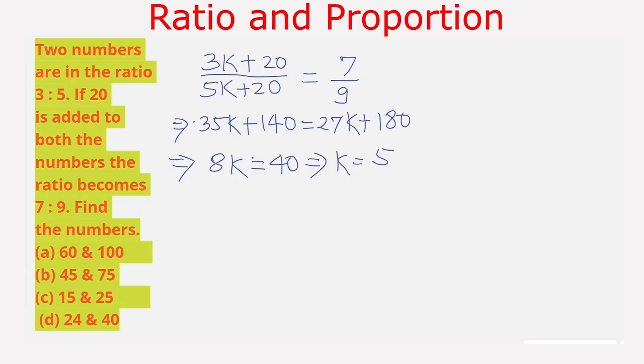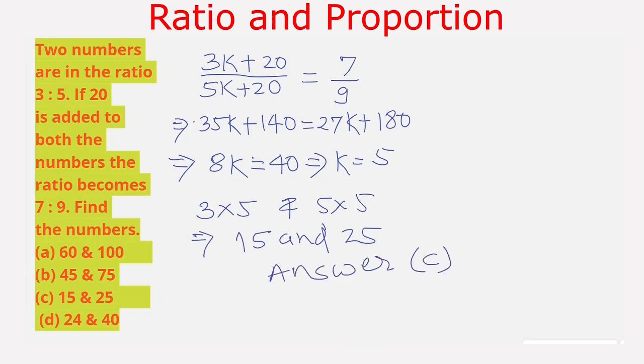Now our numbers are 3k and 5k. So 3k is 3 multiplied by 5 and 5k is 5 multiplied by 5. This is equal to 15 and 25. And from the given options, our answer is option C. We go to the next question.